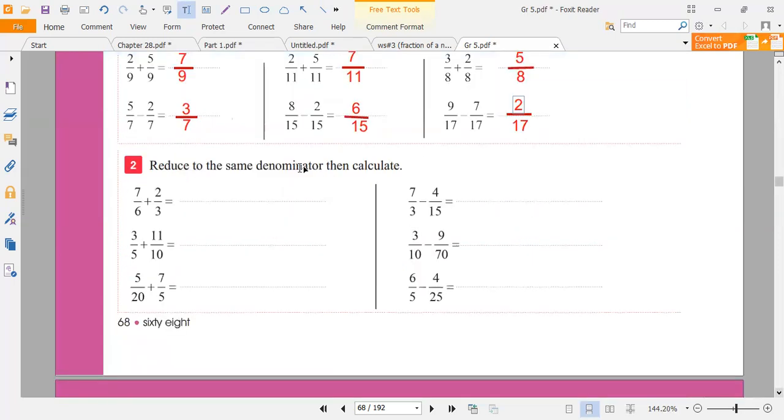Reduce to the same denominator, then calculate, exercise 2. So we have to reduce first to the same denominators and then calculate. 7 sixths plus 2 thirds. Can we simplify the fractions? No. Look at the largest denominator. Is the largest denominator a multiple of the smallest? Yes, 6 is a multiple of 3. So we multiply this fraction by 2.